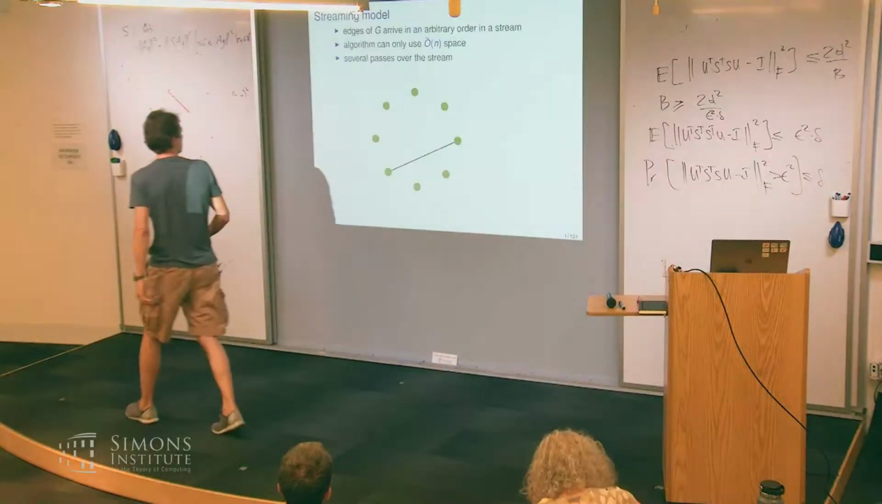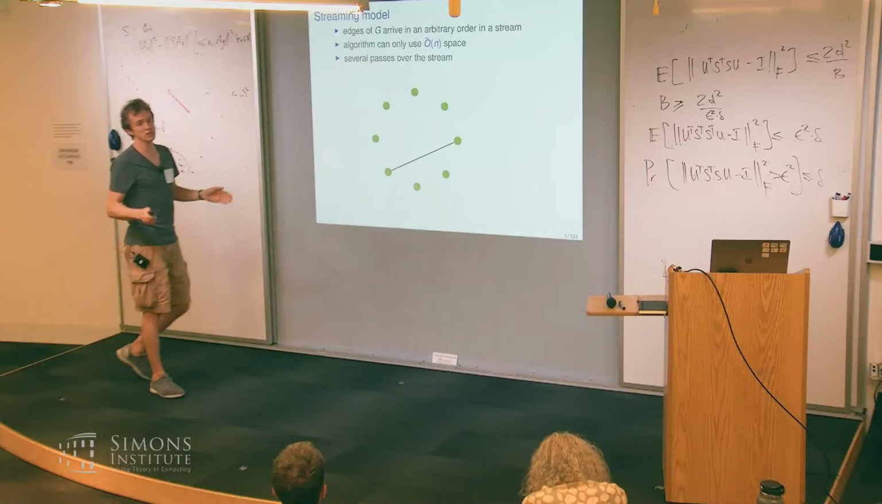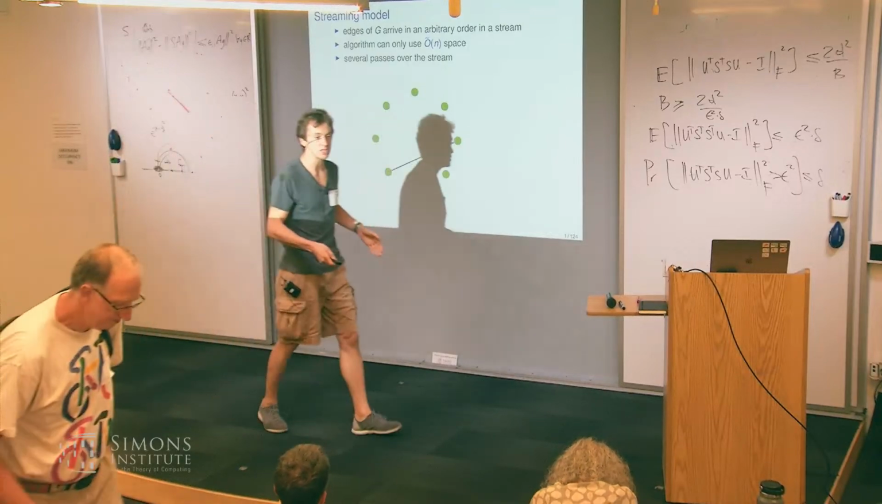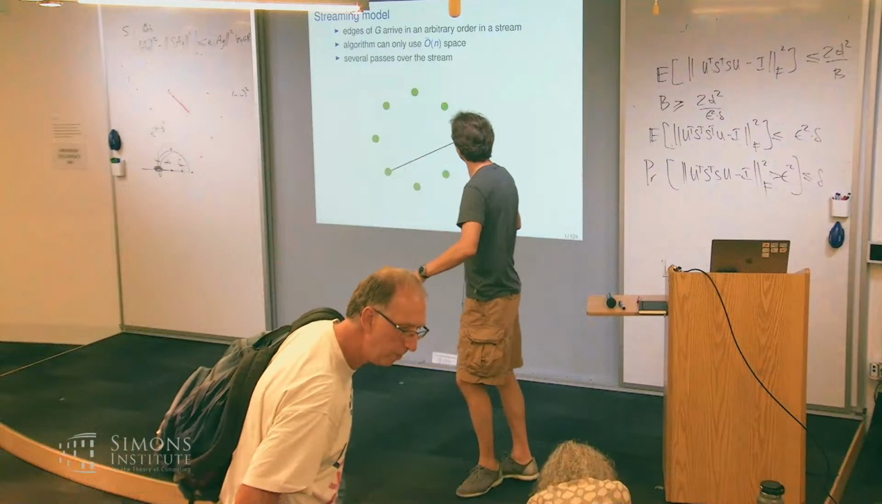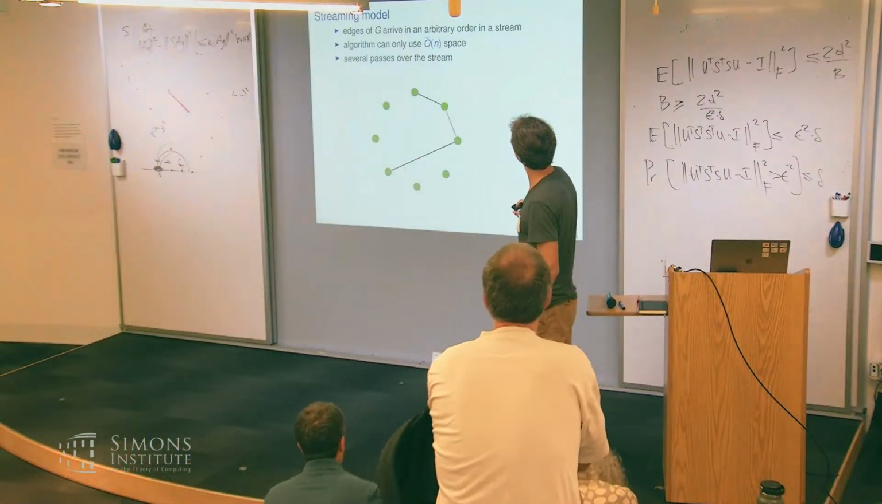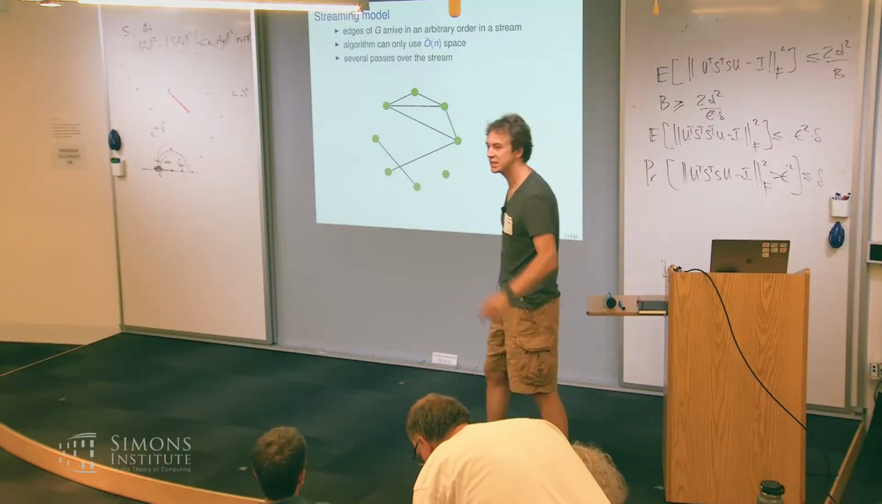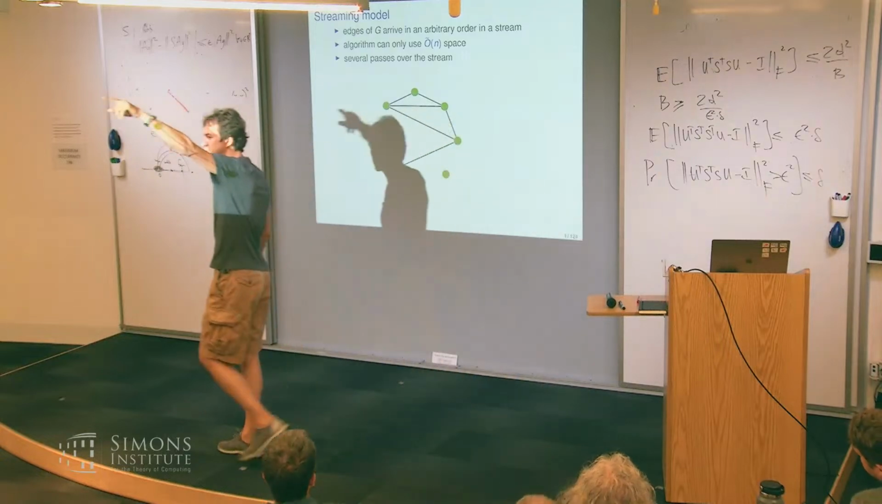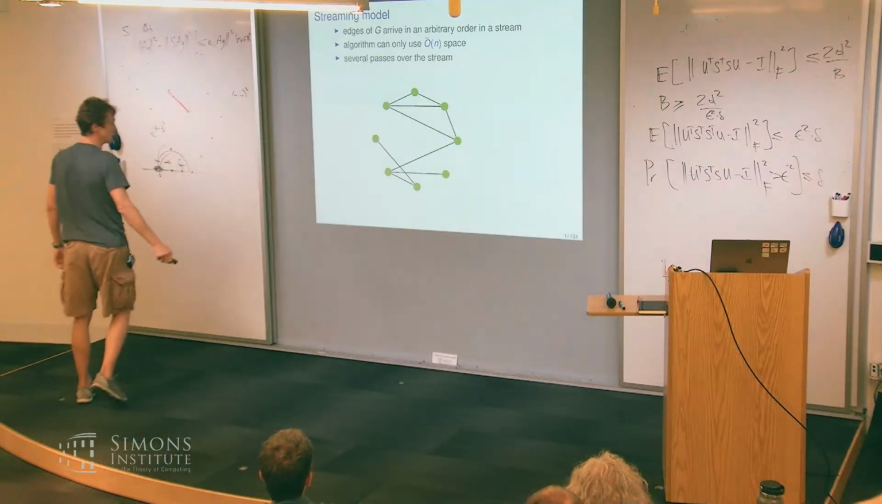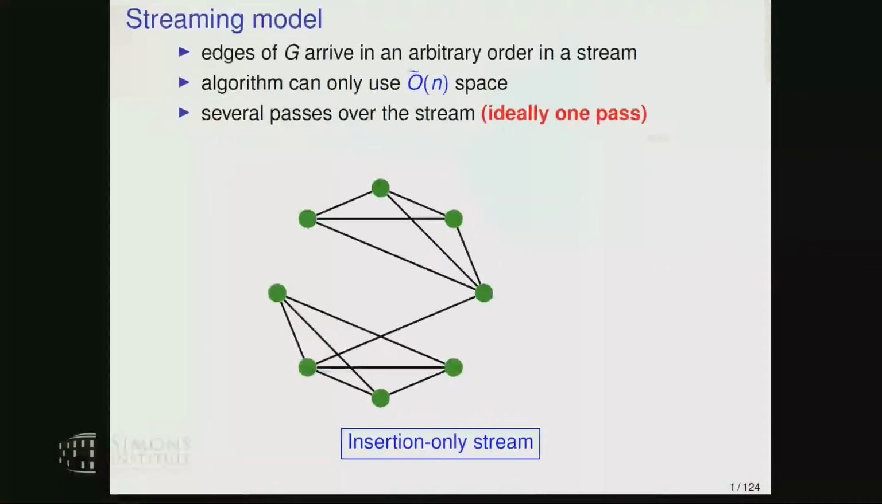Okay, so we will talk about the graph streaming model of computation, so I quickly define that for you. Edges of a graph G arrive in an arbitrary order in a stream, just like that. The vertices are known to us. They're numbers 1 through n. Here they are shown in green. The algorithm gets a single pass over the stream.